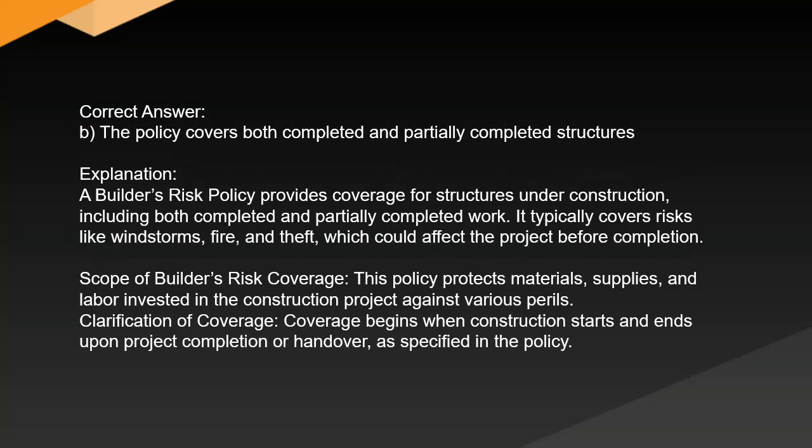Correct answer. B. The policy covers both completed and partially completed structures. Explanation. A builder's risk policy provides coverage for structures under construction, including both completed and partially completed work. It typically covers risks like windstorms, fire, and theft, which could affect the project before completion. Scope of builder's risk coverage. This policy protects materials, supplies, and labor invested in the construction project against various perils. Clarification of coverage. Coverage begins when construction starts and ends upon project completion or handover, as specified in the policy.